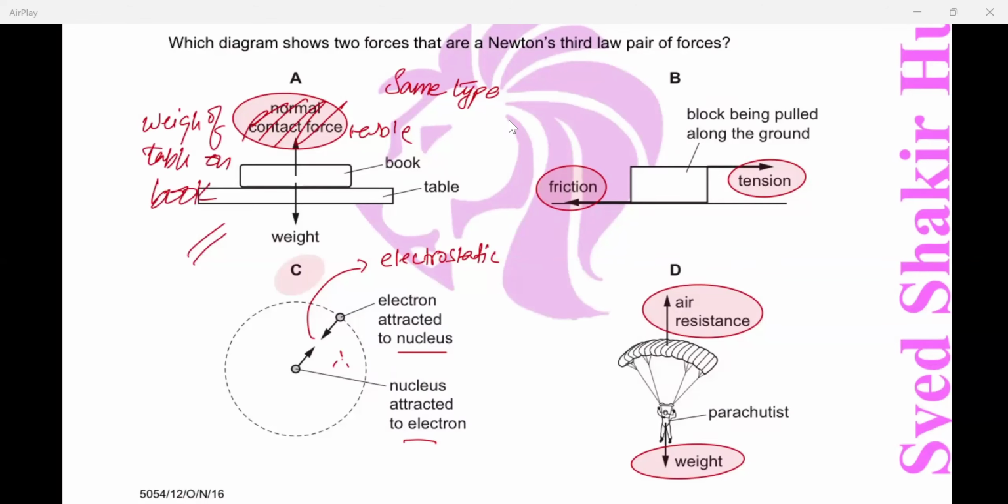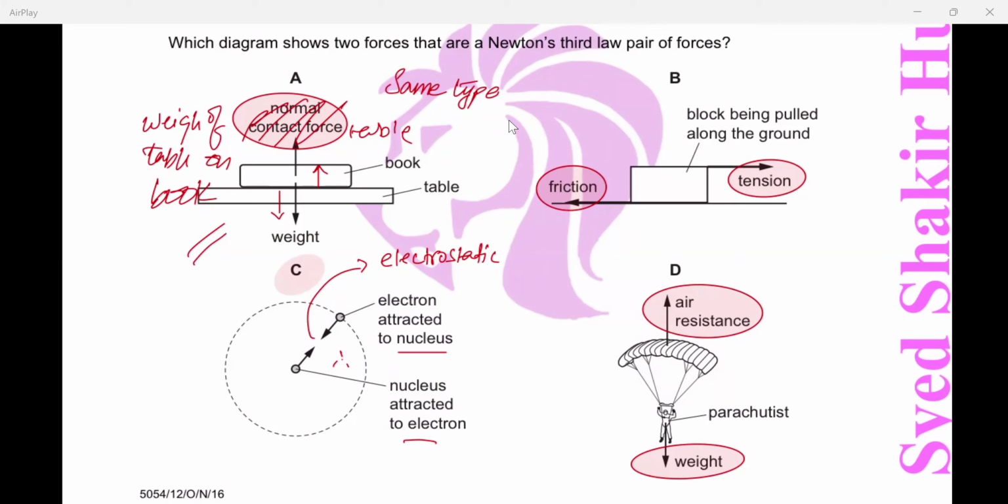गेटिंग माय पॉइंट? कांटेक्ट फोर्स तो तब होती है जब दो सरफेसेस आपस में टच कर रहे हो, कांटेक्ट में हो. तो तब आपके पास ये वाला सरफेस इसको पुश करेगा. This pushing is not the weight, it's not due to gravity. This surface will push this one. This pushing is not the weight, not the gravity. Right?